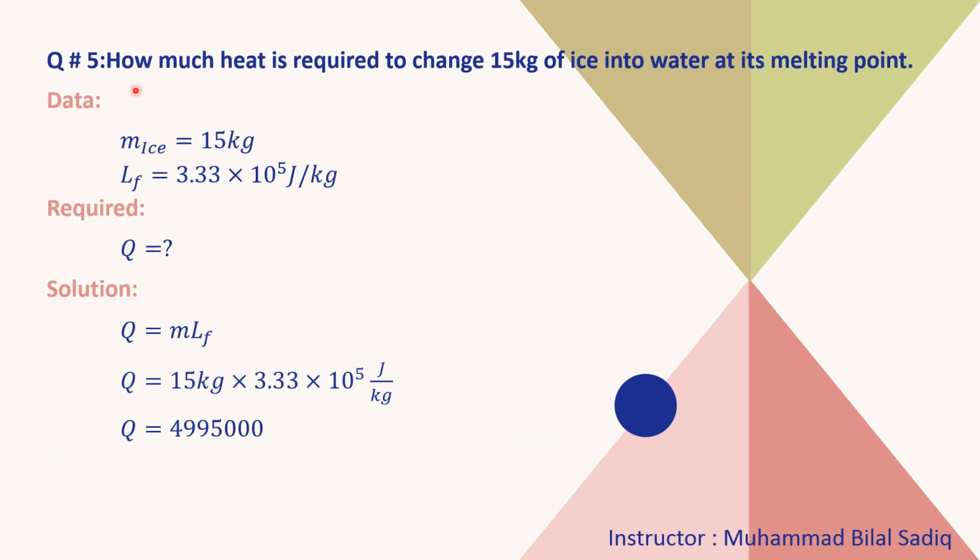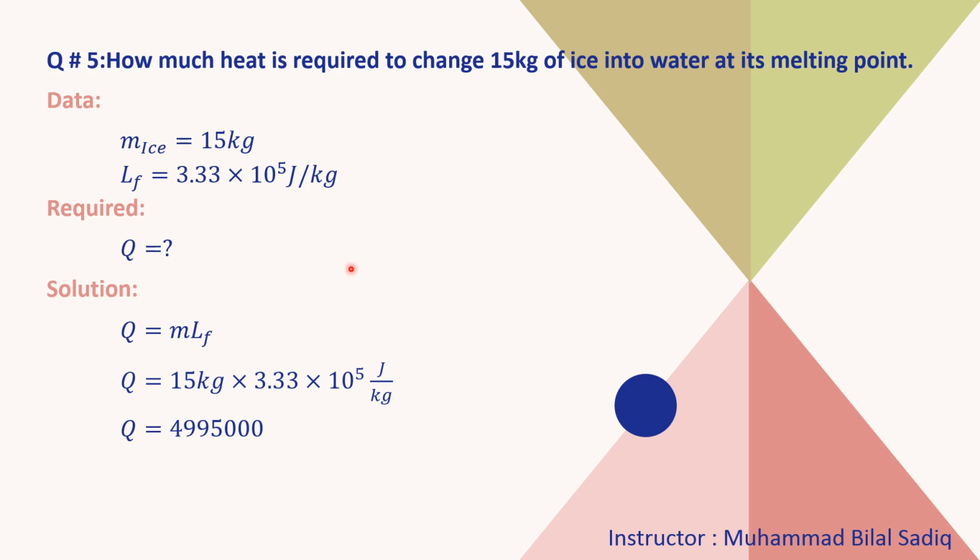Question number 5. How much heat is required? So you need to calculate the total value of heat. Again, Q has to be calculated. It is required to change 15 kilogram of ice. So mass of ice is 15 kilogram into water. So now you need to change the ice into water at its melting point. So you will be using here the latent heat of fusion because phase change is occurring.